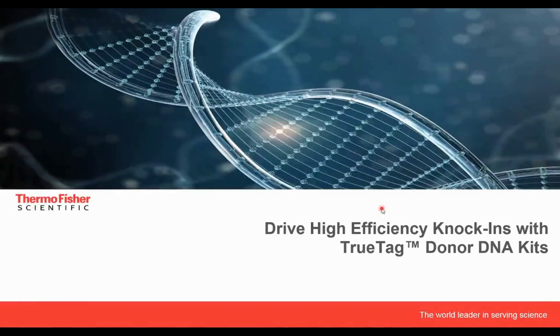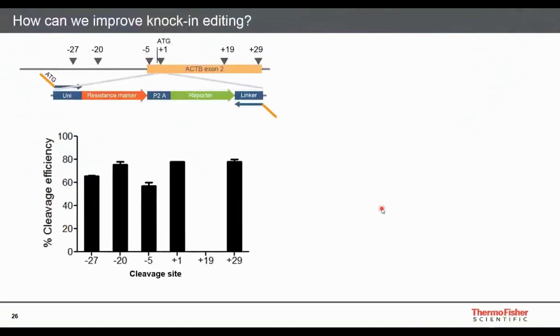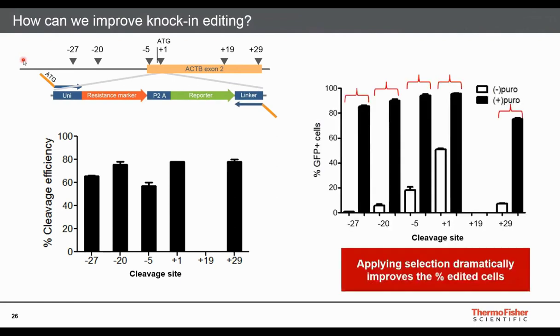With that, we're going to pivot a little bit and talk about how we can drive this knock-in efficiency to be even higher using our TrueTag Donor DNA system. So, if you remember earlier in the talk, we talked about knocking in a GFP fusion into the N-terminus of the ACTB gene. And we scanned along all of the various guide RNAs across this exon 2 of ACTB. We looked at their cleavage efficiencies here. And then I showed you a graph where we showed that the highest knock-in rate was going to be at that -5 and +1 guide.